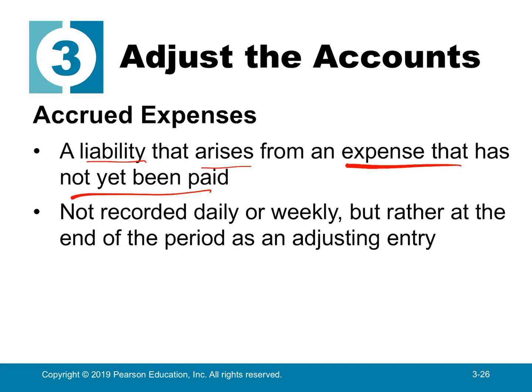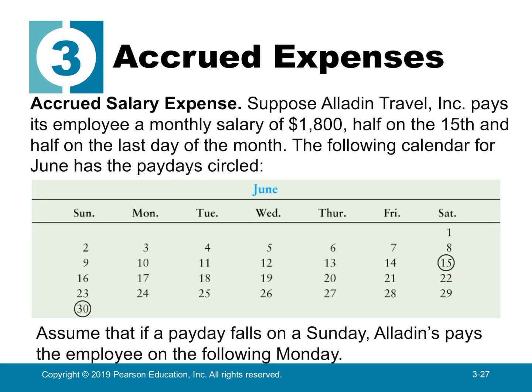So your boss has an accrued expense. They owe you, they have a salary payable that they owe you, right? These are not recorded in the books daily or weekly, but just at the end of the period when you're doing adjusting entries, right? Which is what this chapter is all about.